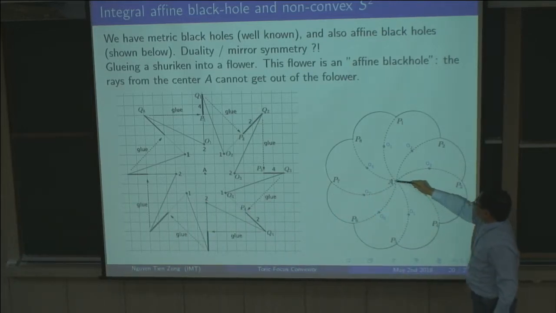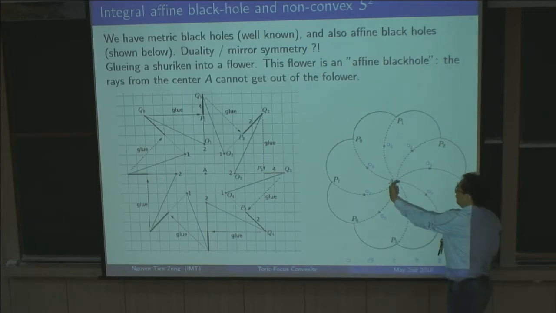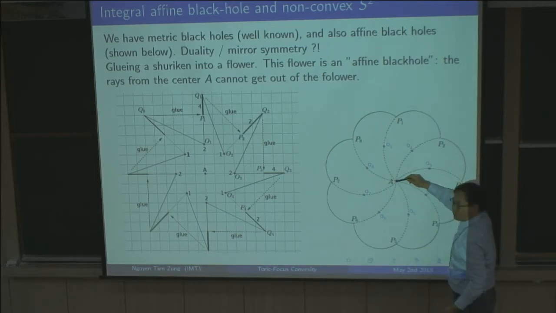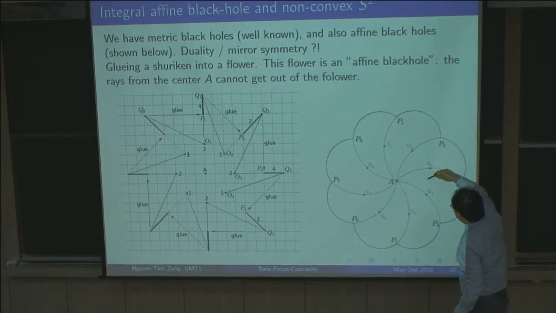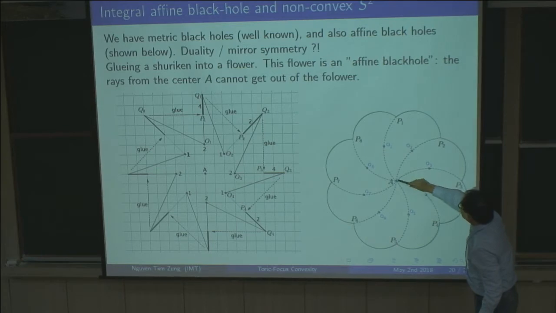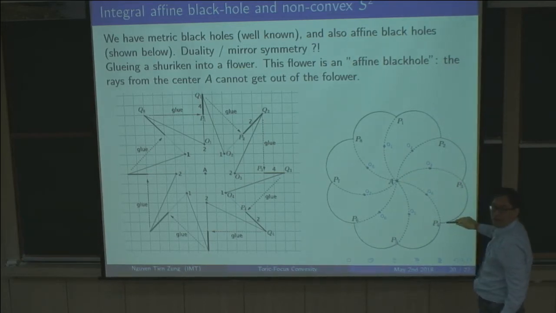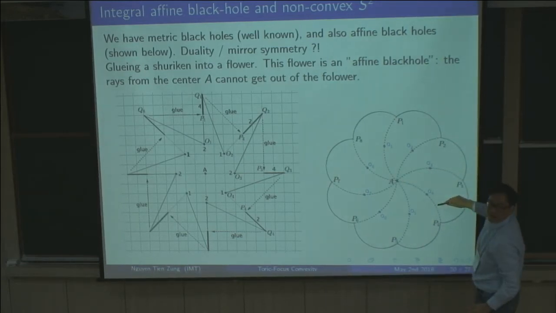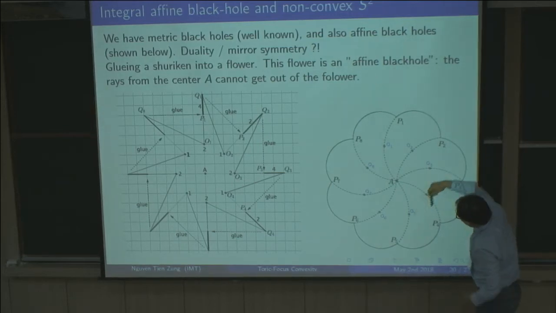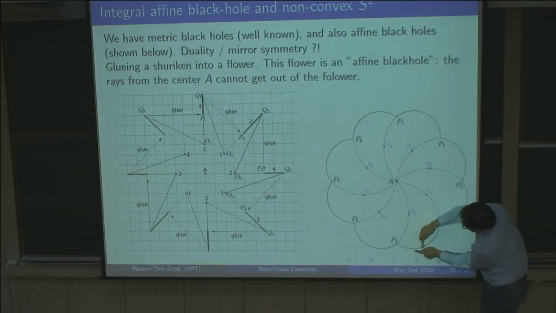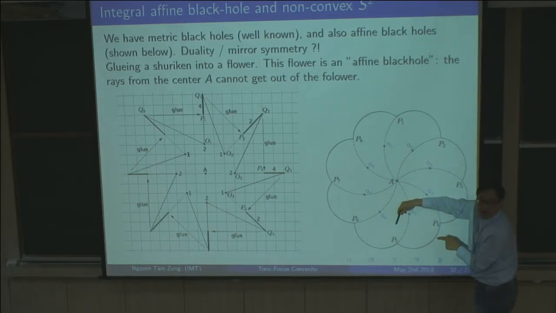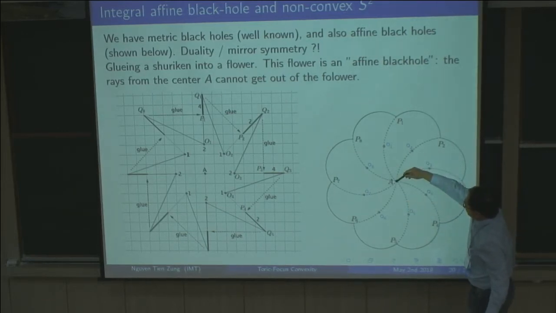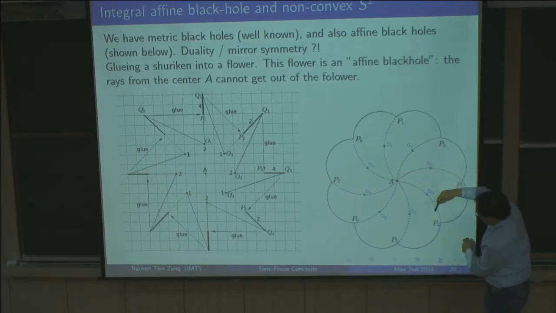So look at this picture again. Look at this point, the center of the flower, and you try to get out. You take a light ray, a straight affine line, and you try to go out from A by a straight line. When you go here, this is also a straight line, right? Of course it is always to the left of this line, then it goes here, something like this. It cannot go like this because this is already a straight line. So when it comes here, it must go here.